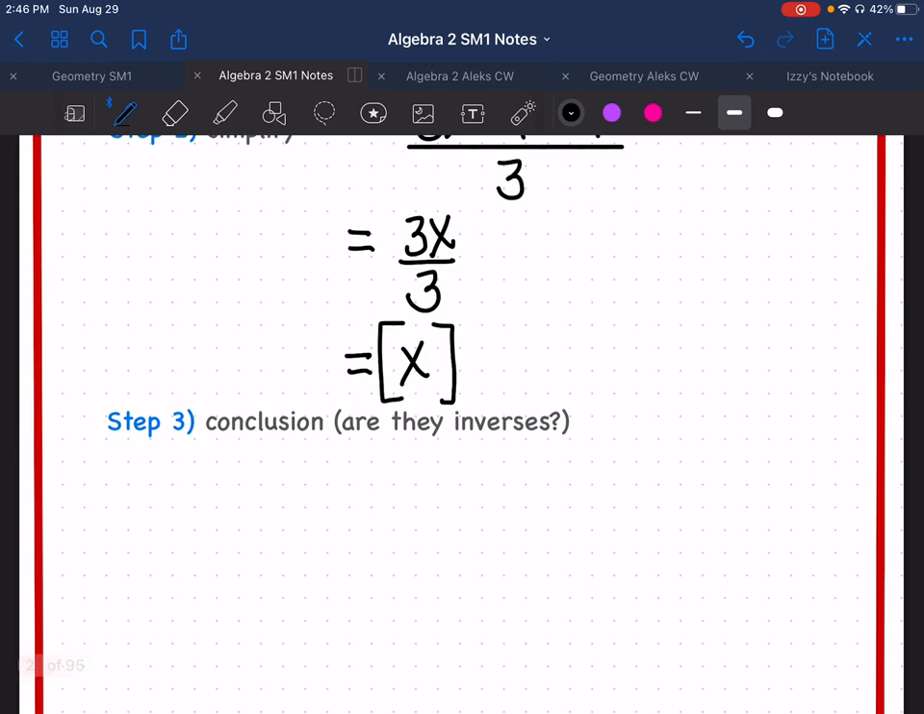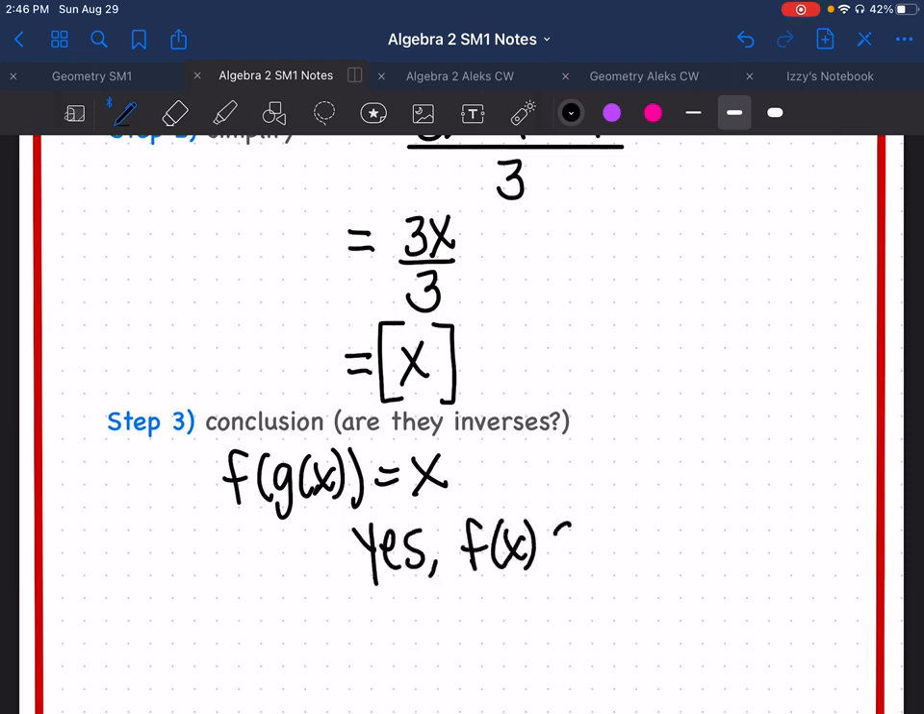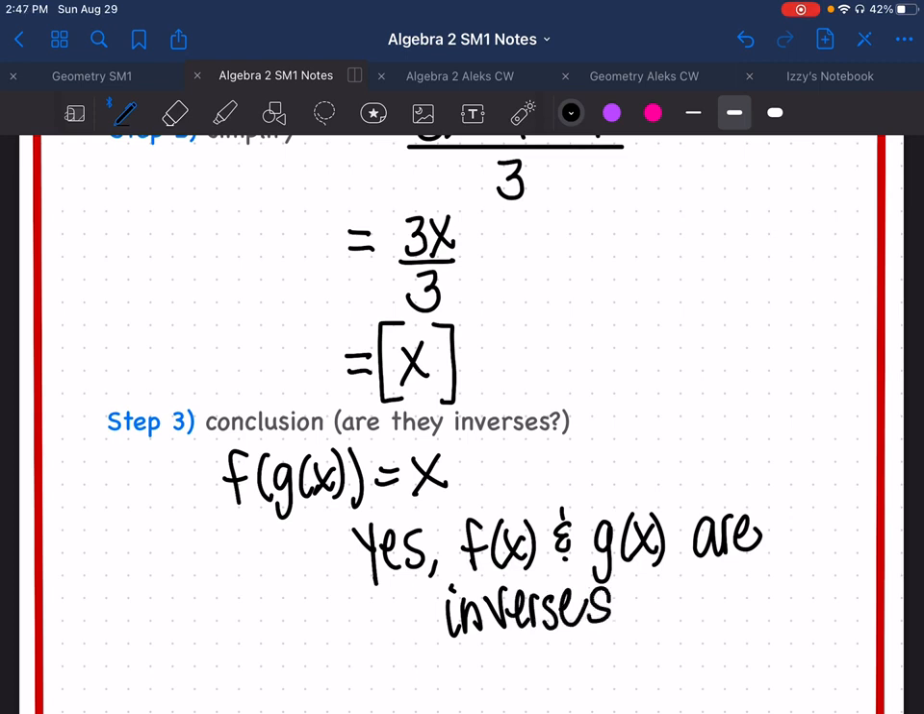And now I'm going to make my conclusion. Are they inverses? I'm going to say yes or no. F of g of x is equal to x. That's what I just showed. So I'm going to say yes, f of x and g of x are inverses. If I had gotten x plus 2, no. 1/3 x, no. Okay, all right.